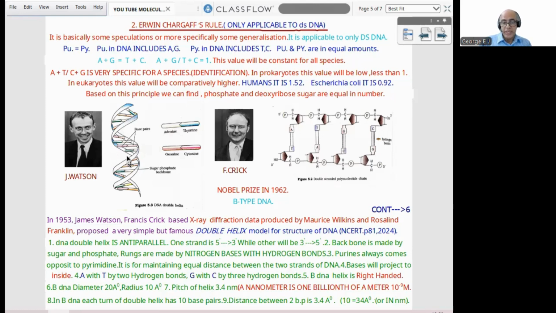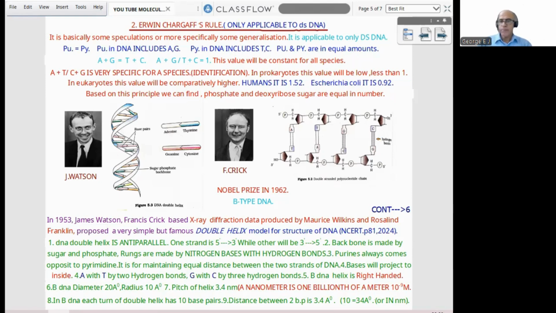For the structure of DNA, NCERT, page number 81, March 2024 reprinted edition. 1. DNA double helix is anti-parallel. So what is meant by anti-parallel? See, here you can find. This is supposed to be anti-parallel. One strand is 3' to 5', the other strand is 5' to 3'. One strand is 5' to 3', while the other is 3' to 5'.